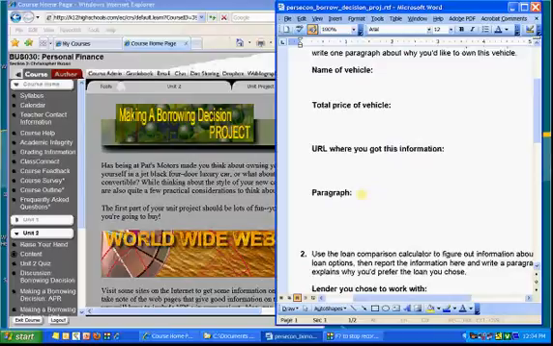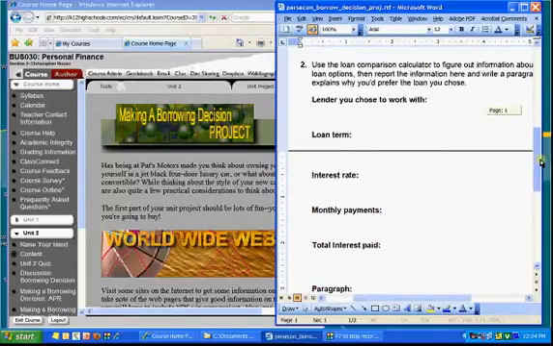I want that paragraph to be a full paragraph, with full sentences. The first word of each sentence capitalized, a period at the end, 6 to 8 sentences for a paragraph, with a beginning, middle, and end, a topic sentence, a concluding sentence, the whole thing, a full paragraph.